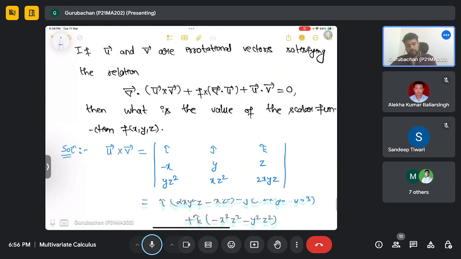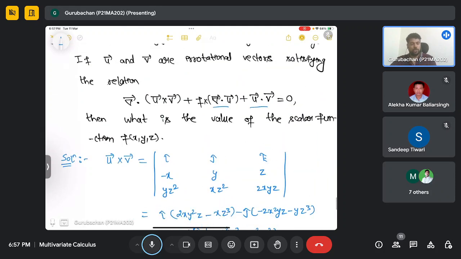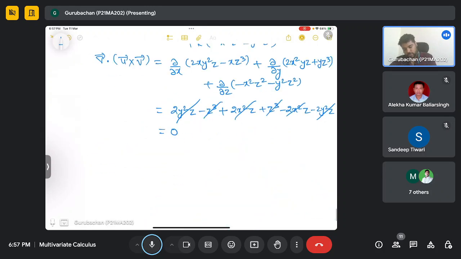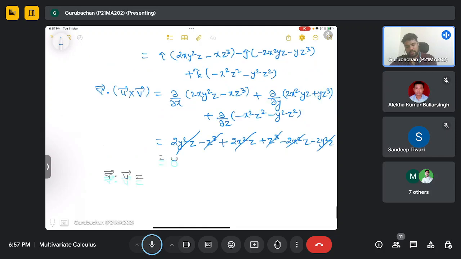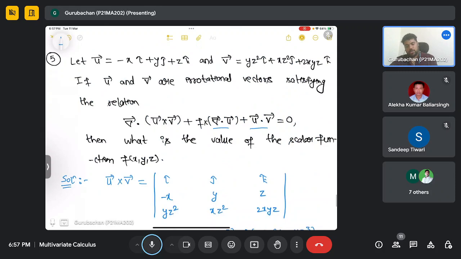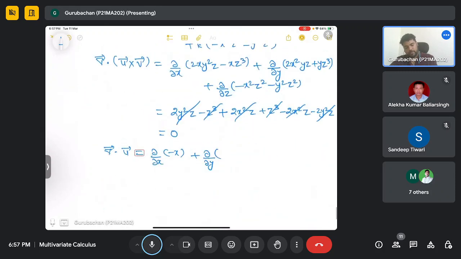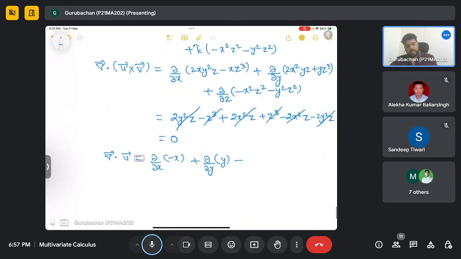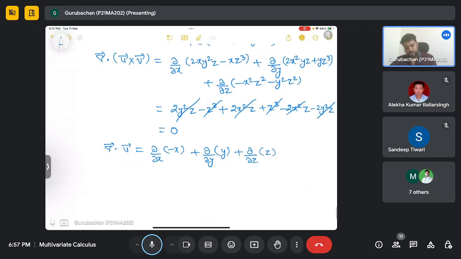Now, the next term is del dot u and u dot v. So, del dot u: our u was given as minus x i cap, so del by del x of minus x plus del by del y of y and del by del z of z. So this will give us minus 1 plus 1 and plus 1, which is equal to 1.